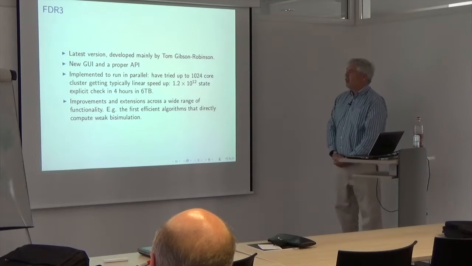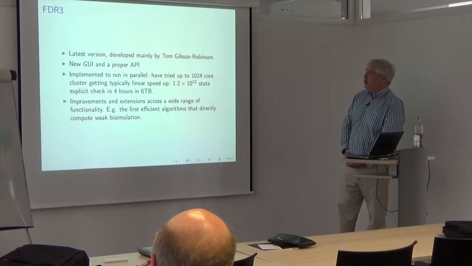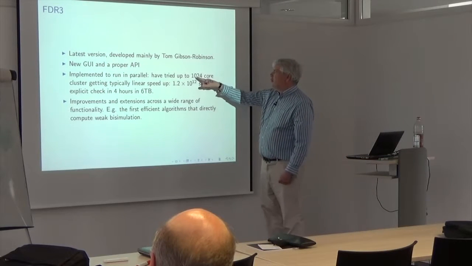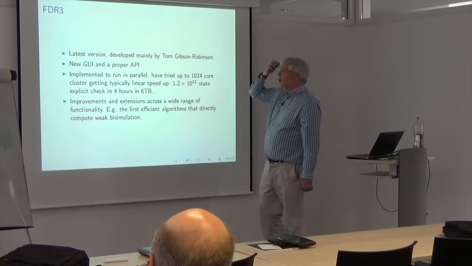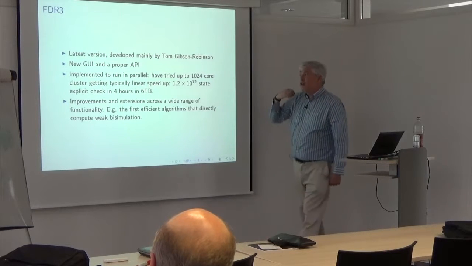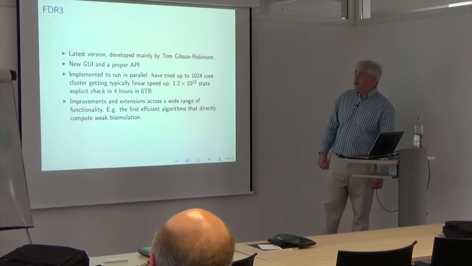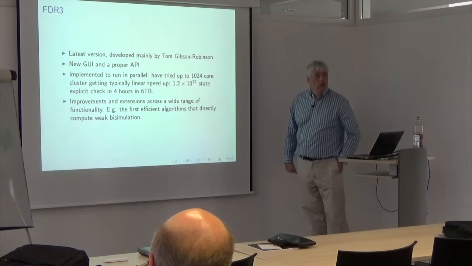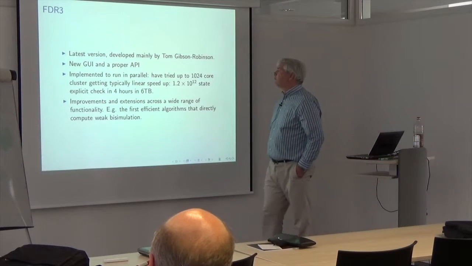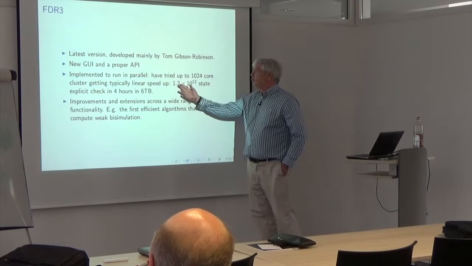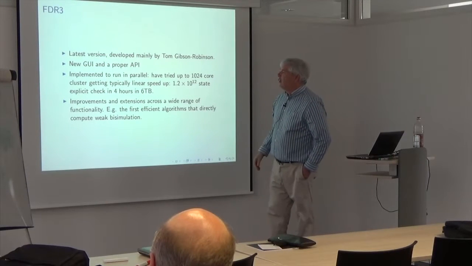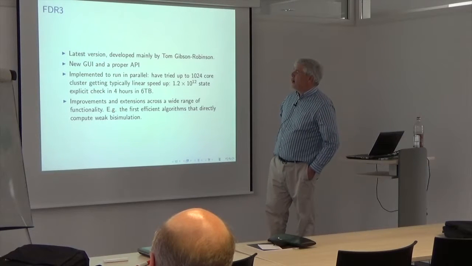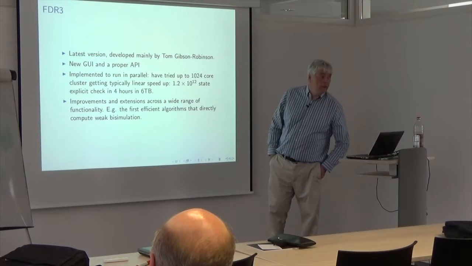We believe we did the largest explicit model checking run ever tried, which took us on a 1024 core cluster, which was a cluster of 64 16-core machines that we rented for a few hours off Amazon for about $100. We ran 1.2 trillion states of an explicit check in 4 hours, and it used about 6 terabytes of the memory of that cluster.